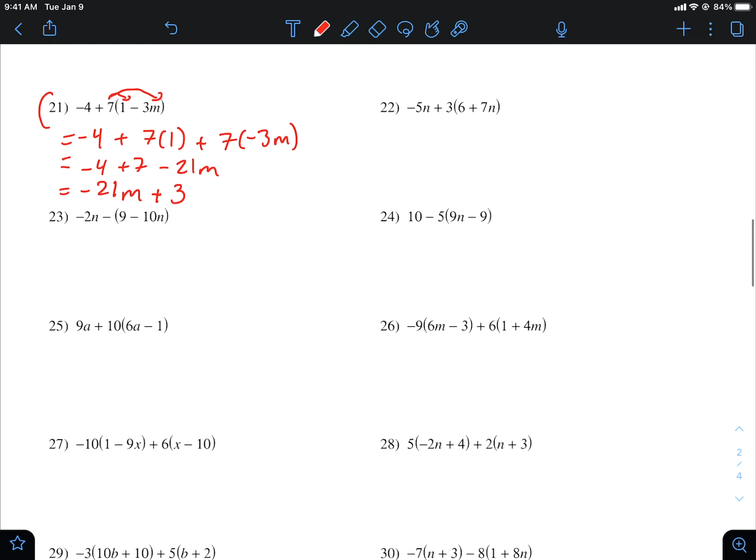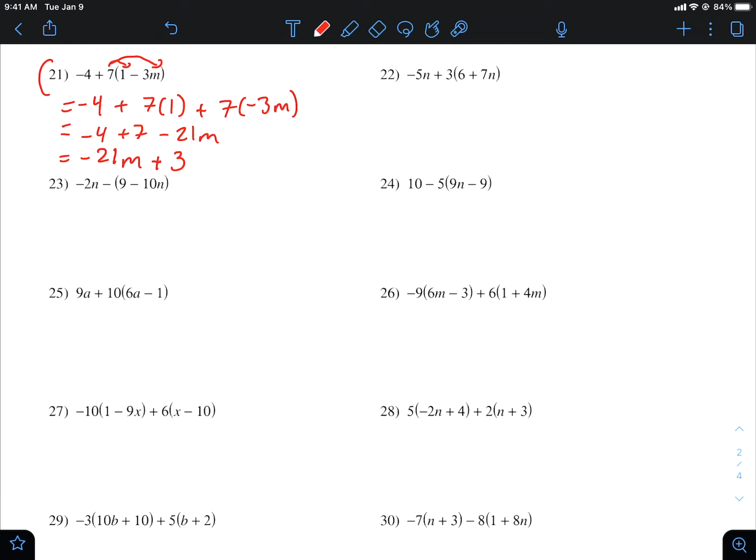So the remaining questions on this sheet, 22 to 30, all have to do with this idea of distribution. So I'll do one more with you, and then I'll give you some time to work on them individually, and then we'll take them up. So for 22, we've got -5n plus 3 times 6 plus 7n. So that's equal to -5n plus, and now we want to distribute the 3 into these brackets. So 3 times 6 and 3 times 7n.